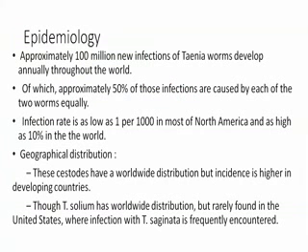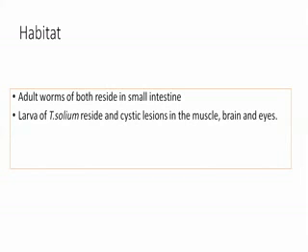Okay, so this is the epidemiology, and you have to remember in sequence the introduction and habitat. Habitat is where it lives. The adult worm resides in the intestine. That is why the primary disease is intestinal taeniasis. And the larva of Taenia solium usually resides in the muscles, brain, and subcutaneous places, and sometimes it can be in the eyes. Because of these cystic lesions, there is a local functional deformity.